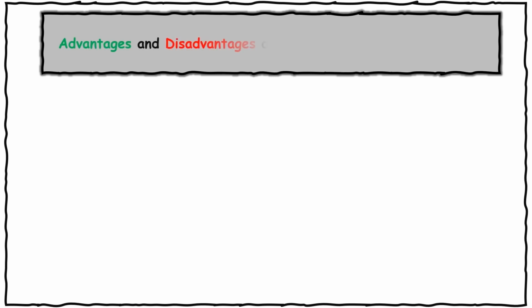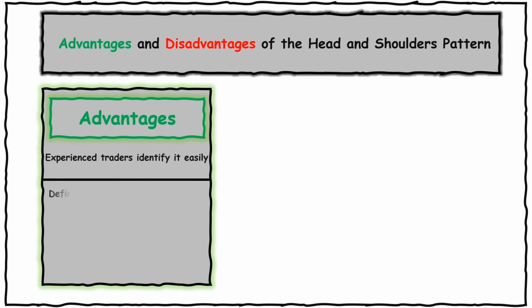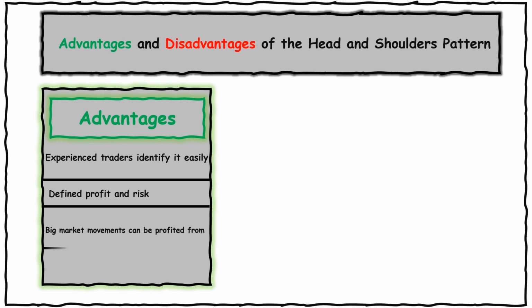Advantages and disadvantages of the head and shoulders pattern. Advantages: 1. Experienced traders identify it easily. 2. Define profit and risk. 3. Big market movements can be profited from. 4. Can be used in all markets.